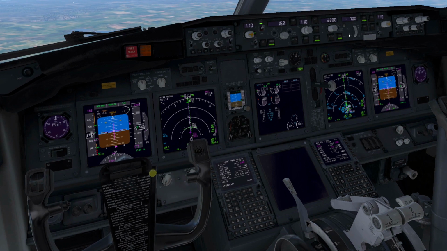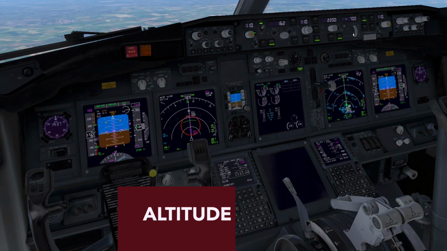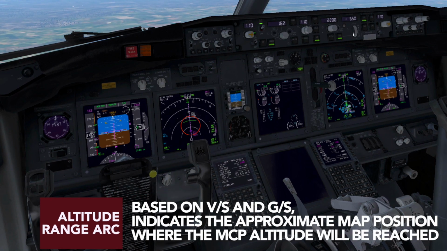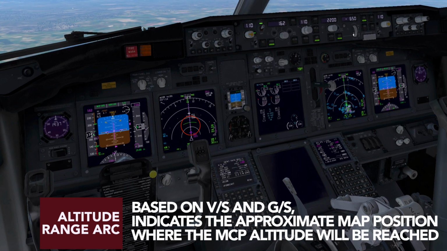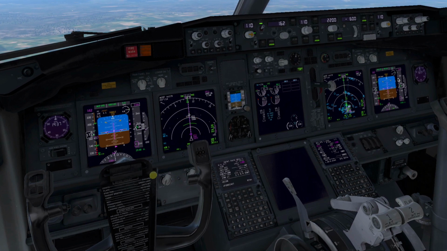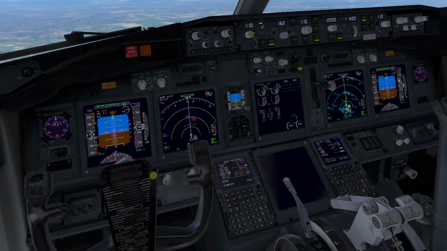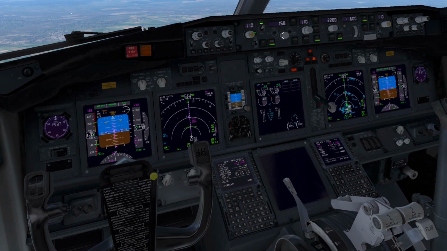You can adjust your vertical speed by observing the altitude range arc in the navigation display. That will give you an idea where you are going to reach your MCP altitude with that specific vertical speed. So when we're below glide slope, let's go gear down, flaps 15, arm speed brake.